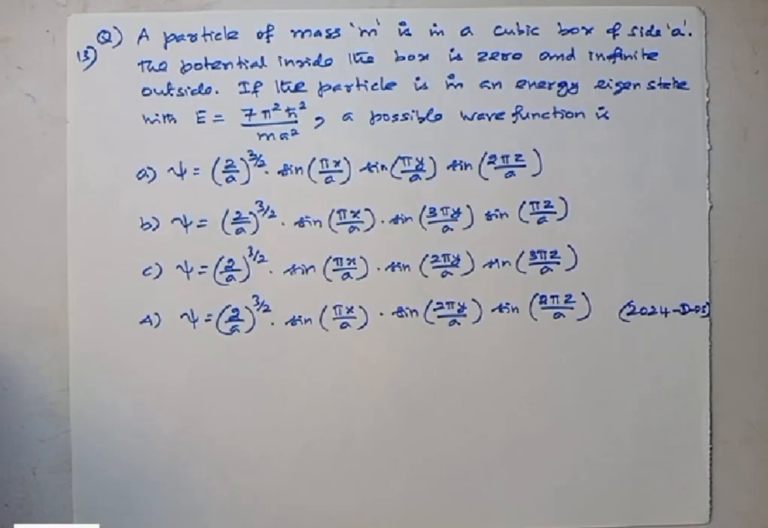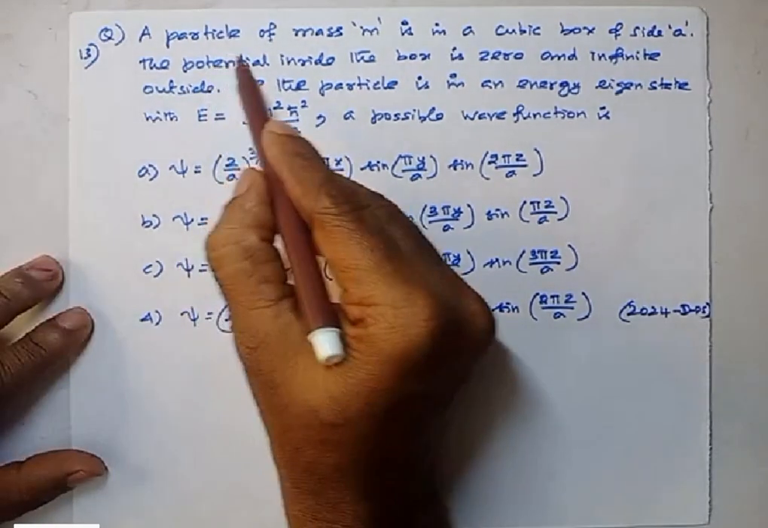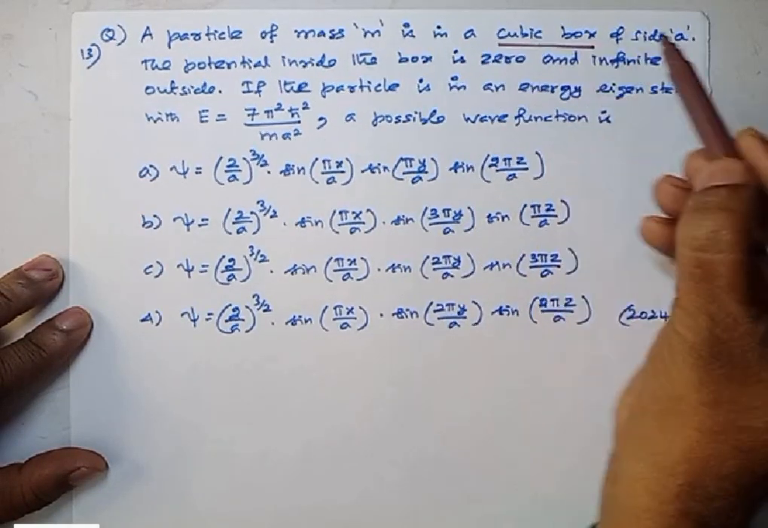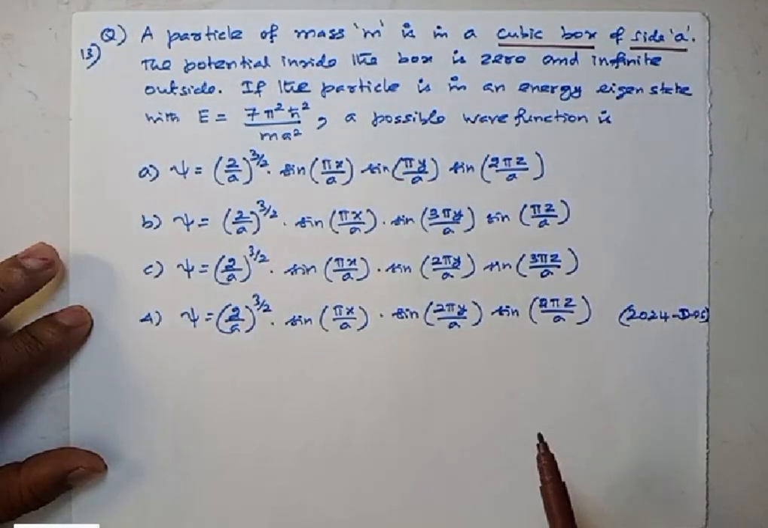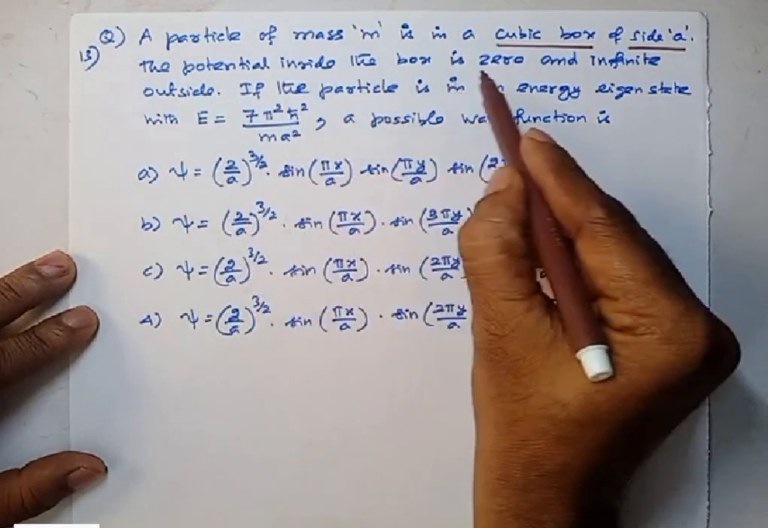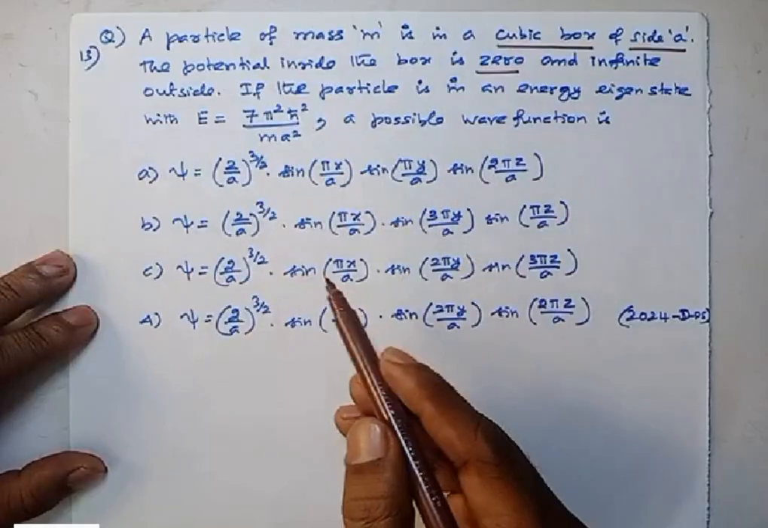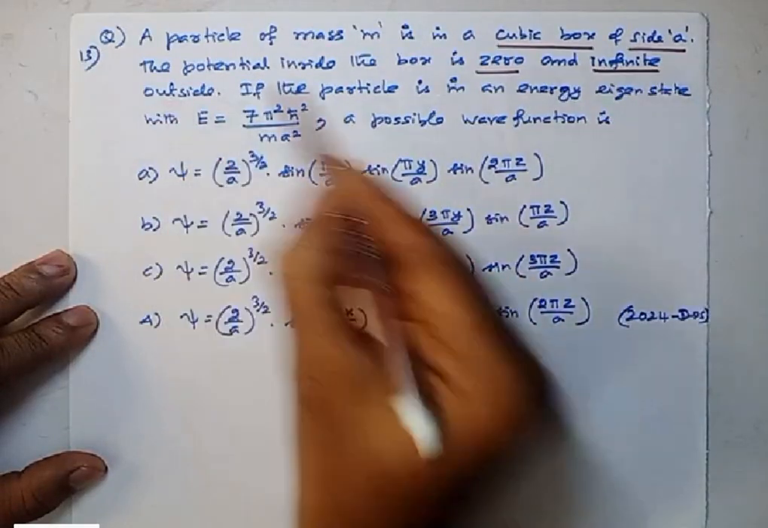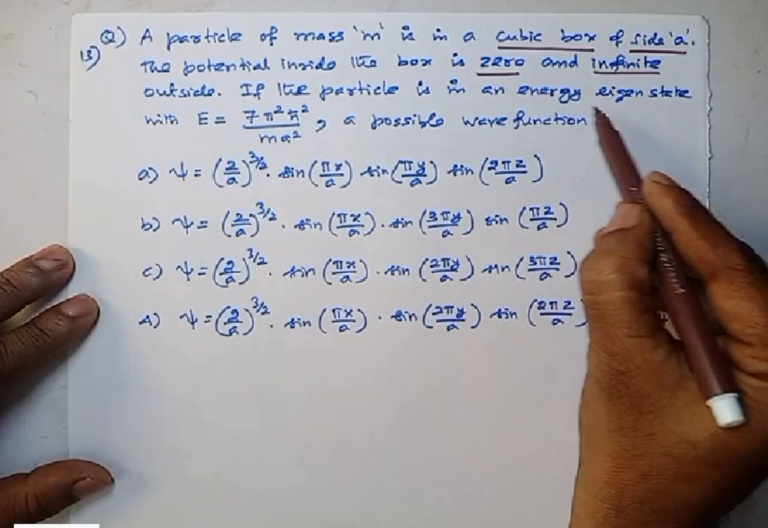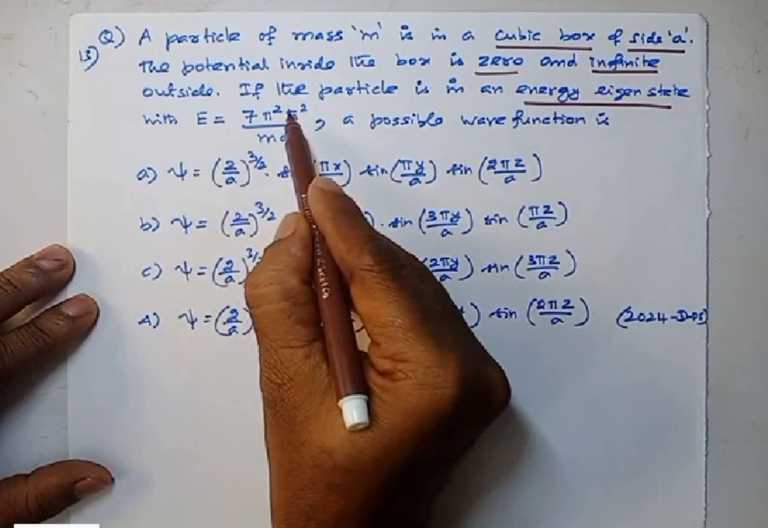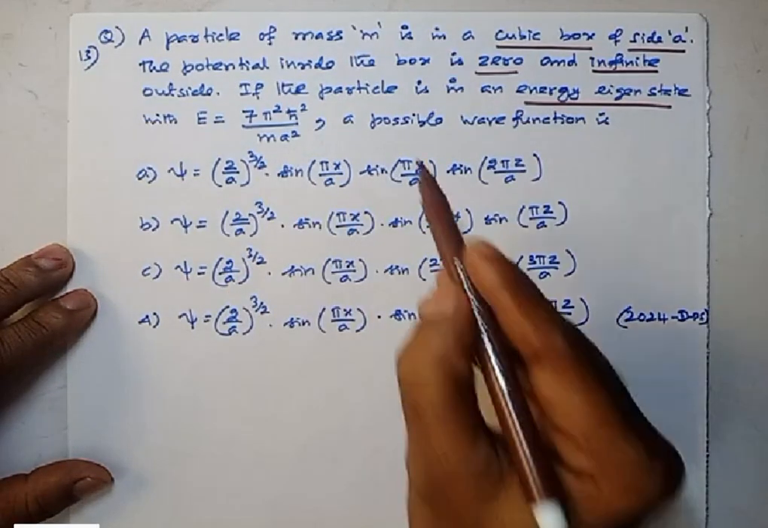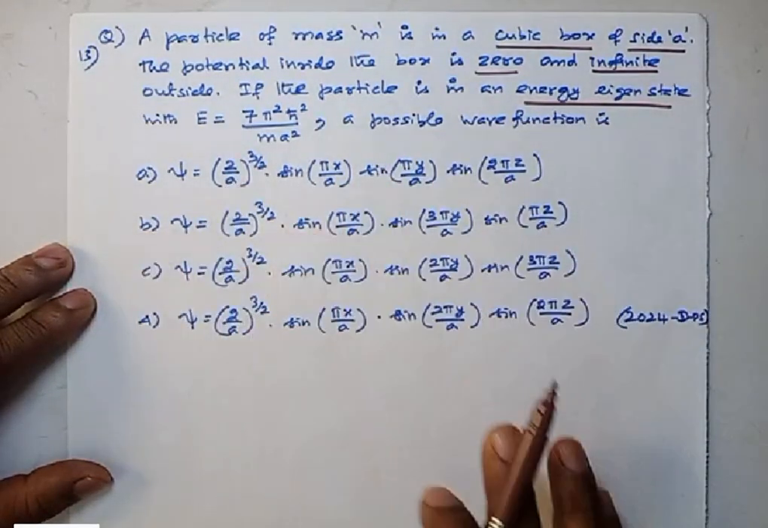Yeah. What does the question ask here? A particle of mass m is in a cubic box of side a. The potential inside the box is 0, it's a usual box, and infinite outside. If the particle is in an energy eigenstate with energy equal to 7 pi square h cross square by m a square, then a possible wave function is.